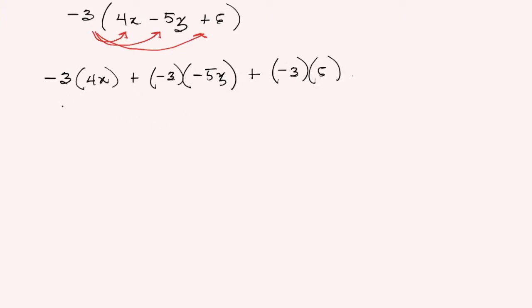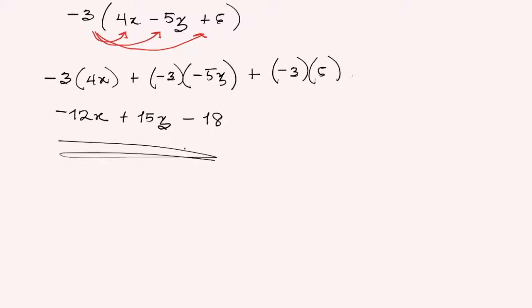So this is going to be equal to minus 3 multiplied by 4x is minus 12x. Minus 3 multiplied by minus 5y is going to be equal to plus 15y. And minus 3 multiplied by 6 is going to be equal to minus 18. And that's our final answer.